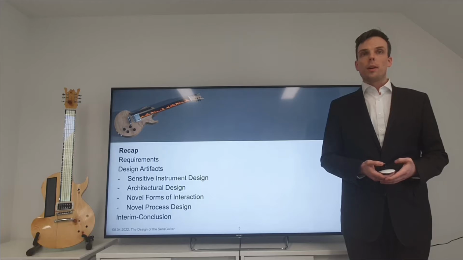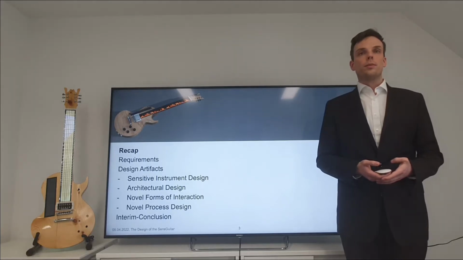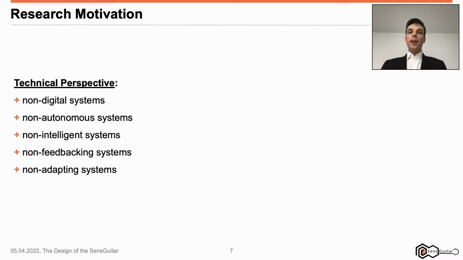Let's start right away with a recapitulation. In the last presentation, we have addressed the research motivation. Among others, we have detailed the technical perspective on guitars. These refer to non-digital systems, non-autonomous systems, non-intelligent systems, non-feedbacking systems, and non-adapting systems. For further details on these key points, please have a look at the last session.